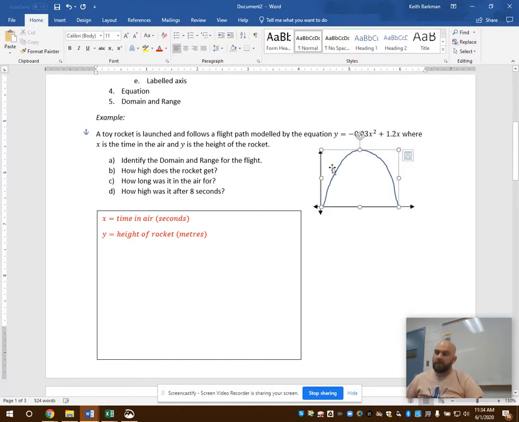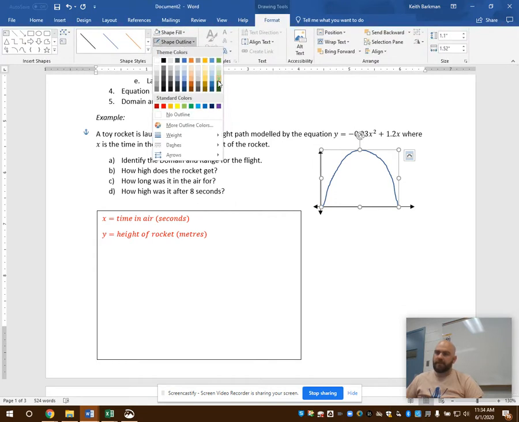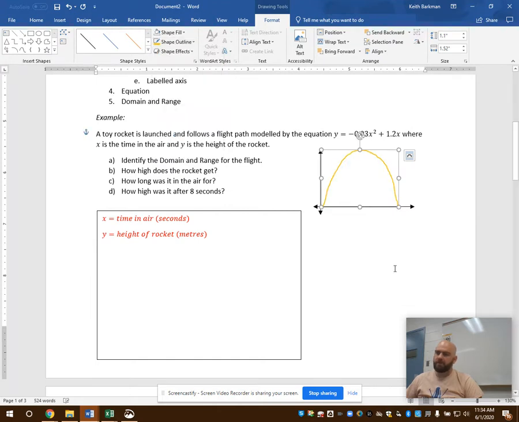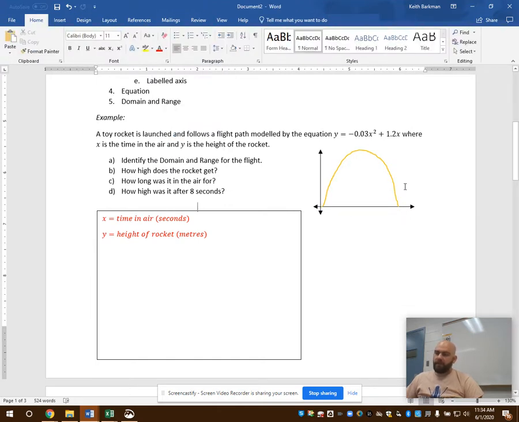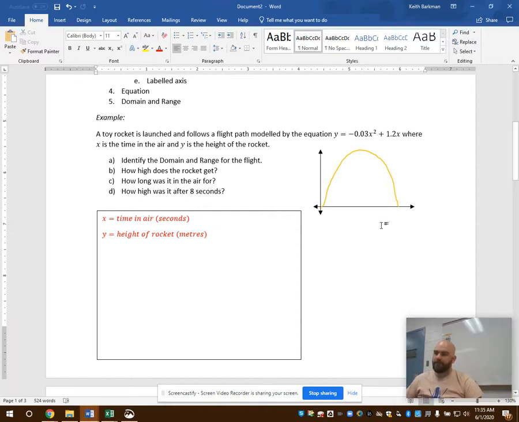I'm just going to quickly change this color to orange so that it's a little easier to see. So here we go. We've got our arch. It's going to go up over time, then at some point it's going to peak, and then it's going to go down. Now we know that it's going to start here and it's going to end there. That's where it's going to start and that's where it's going to end.